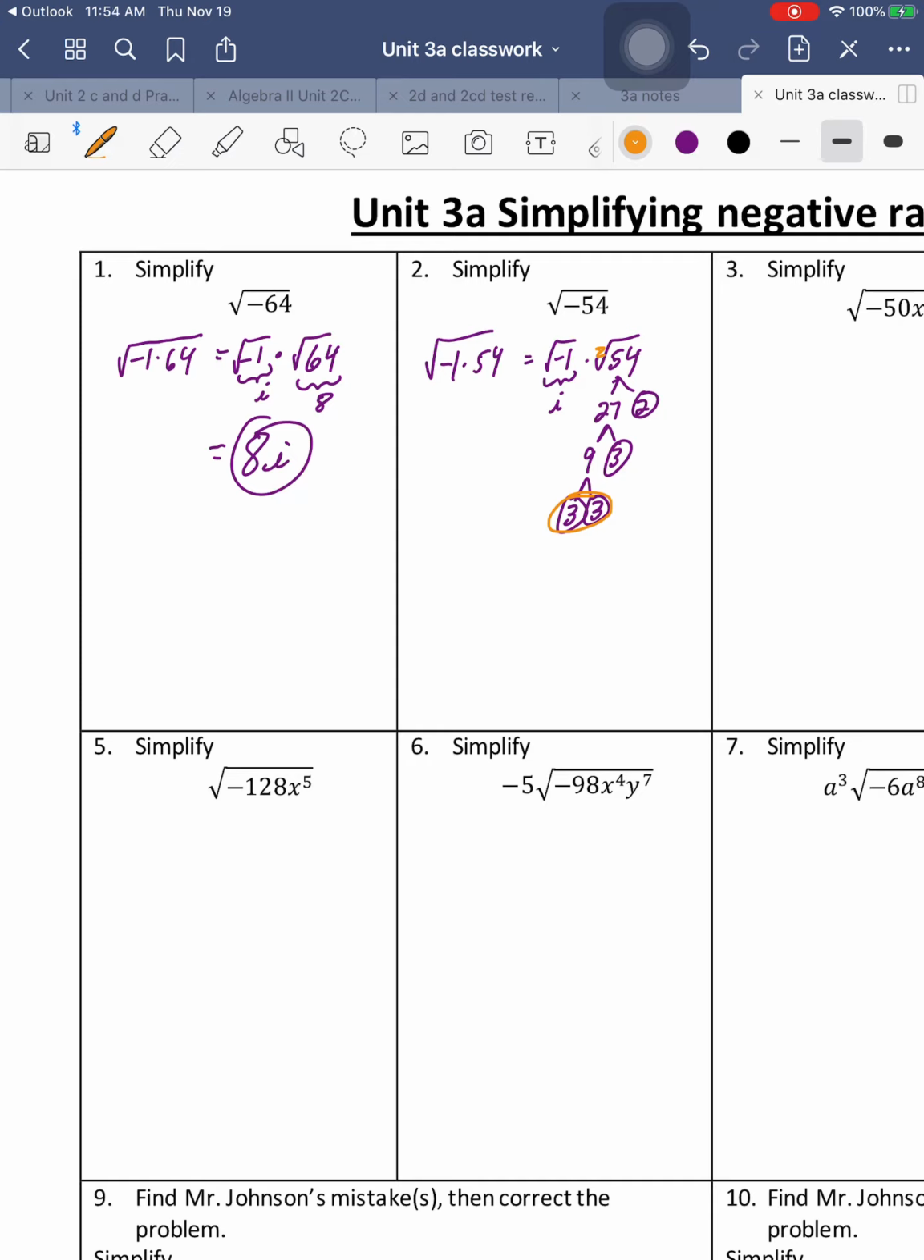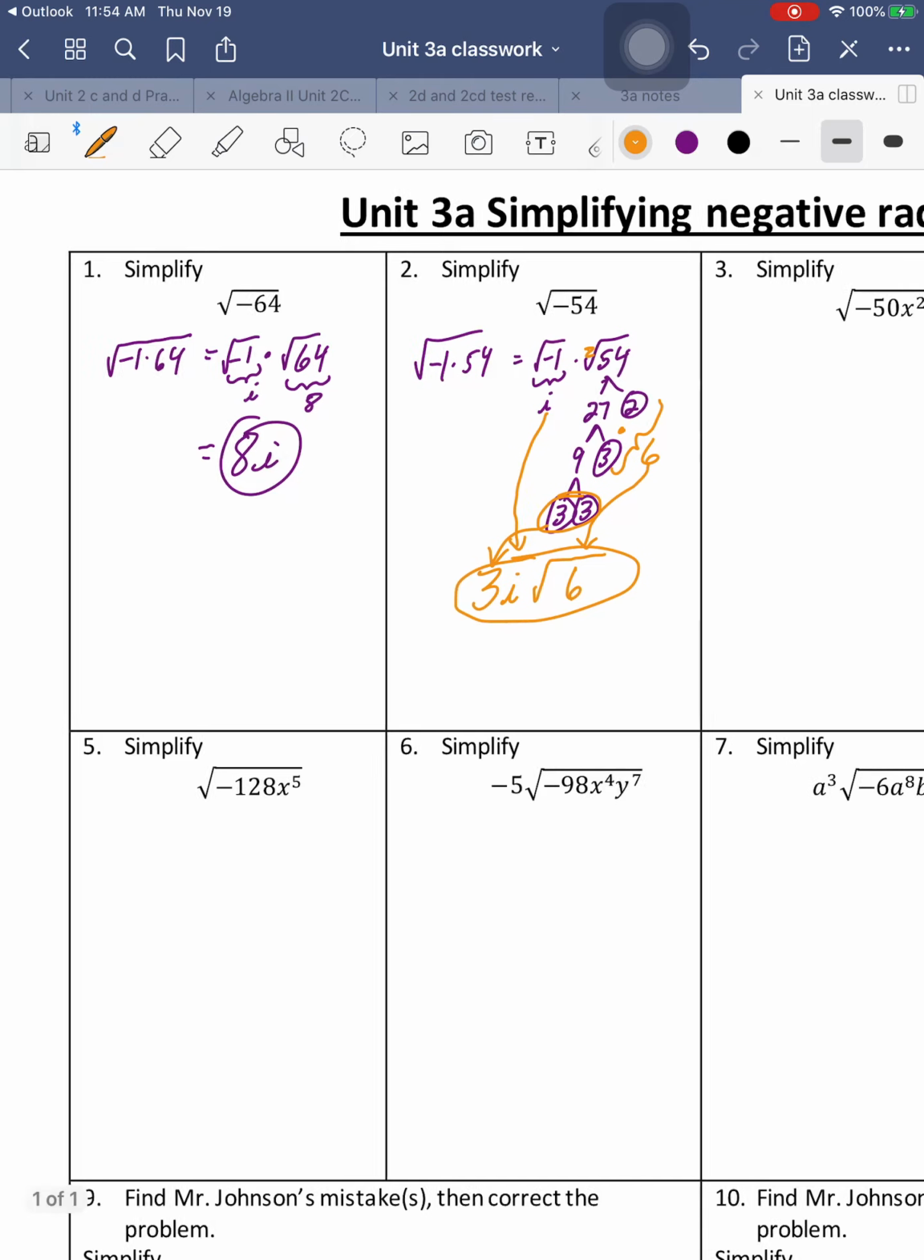So there's only one pair. It's the 3. The 3 is going to come out as a 3. The i is going to come down, on the outside of the square root. And then we have a 3 and a 2 that are left over. Those are going to get multiplied together, so it'll be 6, and we're going to put that underneath. So it'll be the square root of 6. So you have 3i square root of 6.